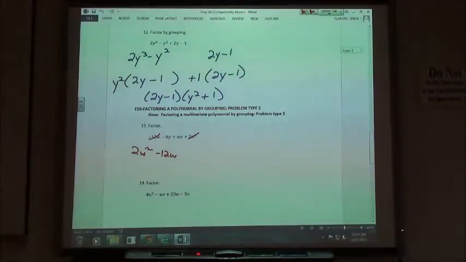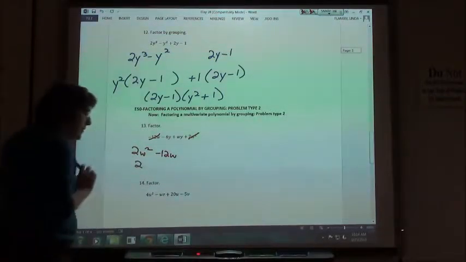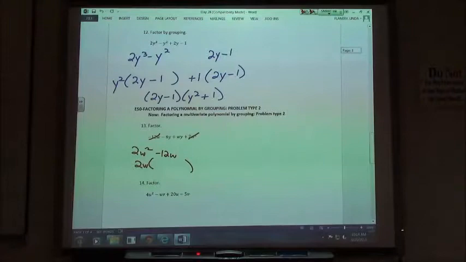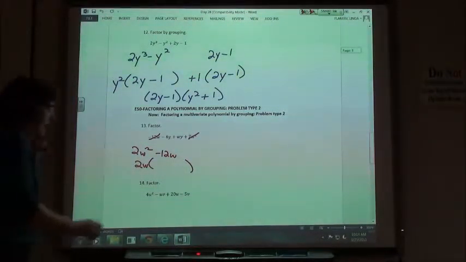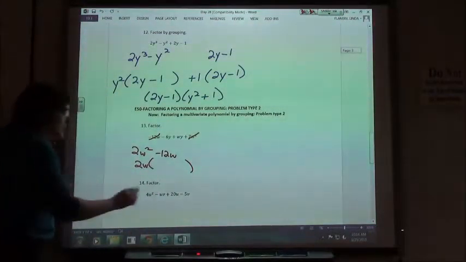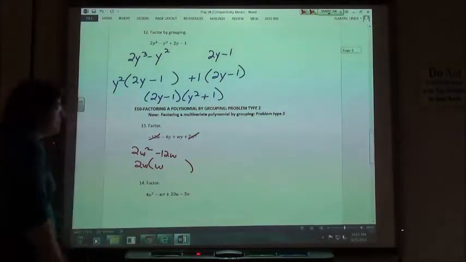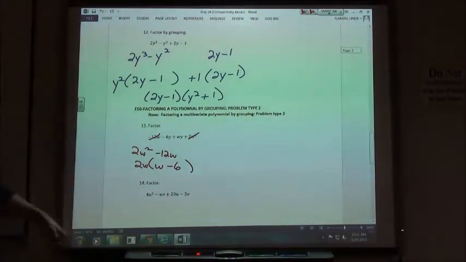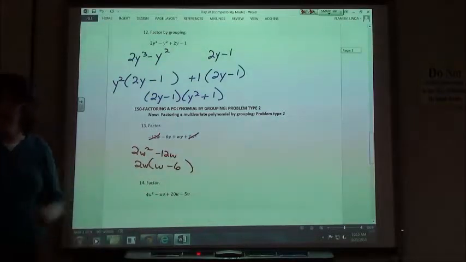Out of those 2, I can divide them both by 2 and a w. I'm going to divide them both by a 2w. So 2w squared divided by 2w would be? Just a w, and negative 12w divided by 2w is minus 6. So 2w times w minus 6.